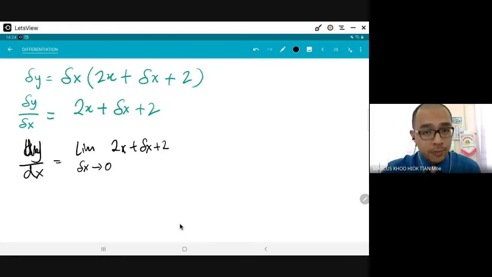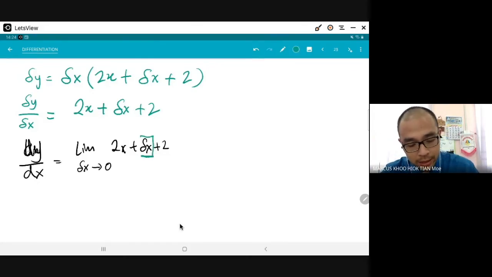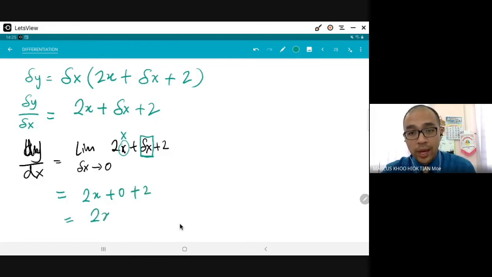Now, when del x approaches 0, there is only one place where you can substitute del x, which is here. We cannot substitute del x into the x, there is no relation. Okay, we can only substitute into the del x. So, when del x is 0, what is left? 2x plus 0 plus 2, which will give us 2x plus 2.